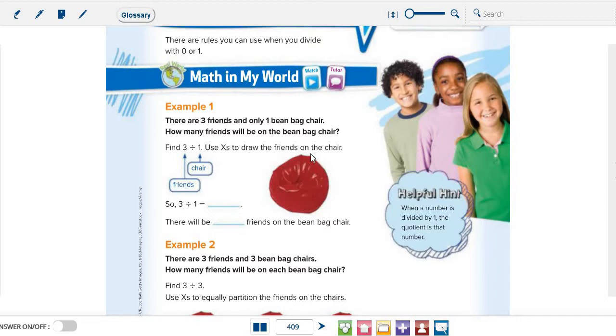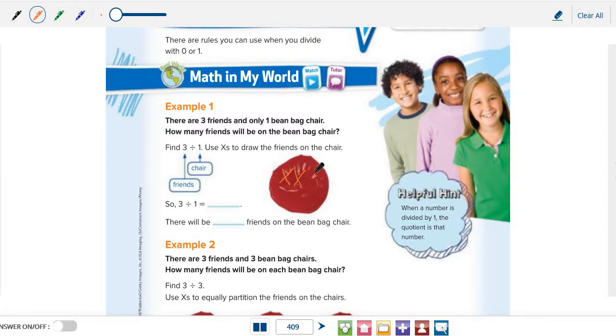So 3 friends divided by 1 chair equals what? Use X's to draw the friends on the chair. Since we have 3 friends and only 1 chair, so 3 friends will sit on this chair. So 3 divided by 1 equals 3. So there will be 3 friends on the beanbag chair. So the first rule in this lesson is when a number is divided by 1, the quotient is that number. Just like when we multiply by 1, we get that number. The same in the division sentence, when we divide by 1, the quotient is that number.